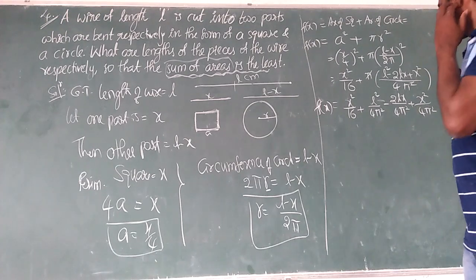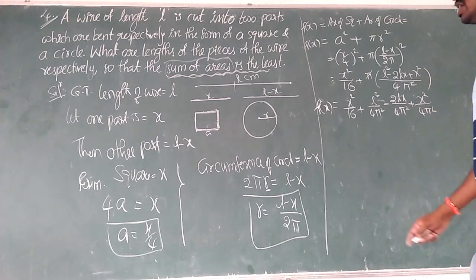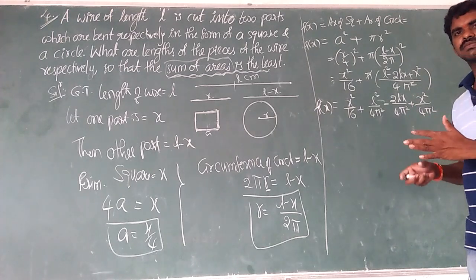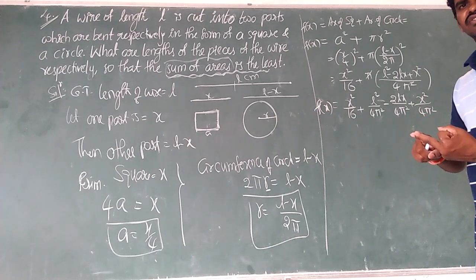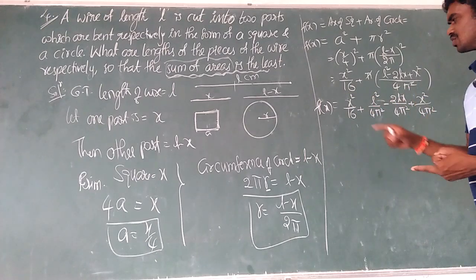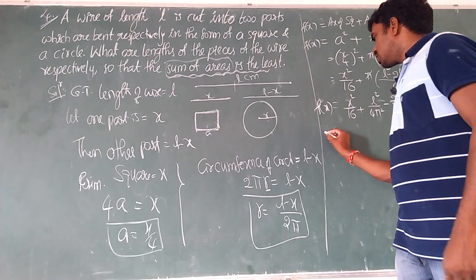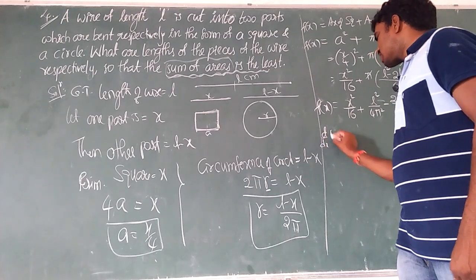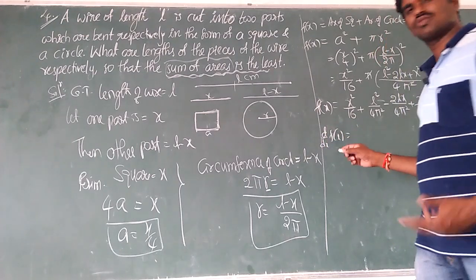You can keep this one as it is. Next, what is the next step? In maxima and minima, first we should form the equation, that was done. Next, do the derivative immediately. So derivative means d by dx of f of x, that is nothing but f dash of x, of course.